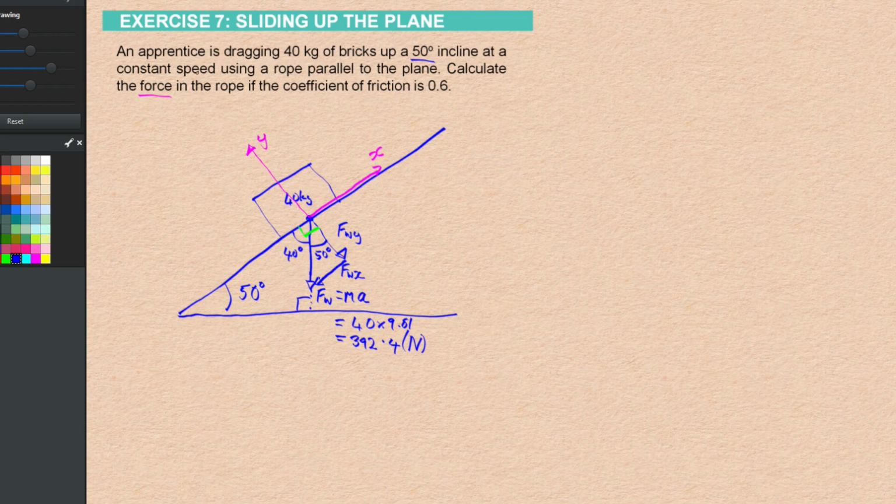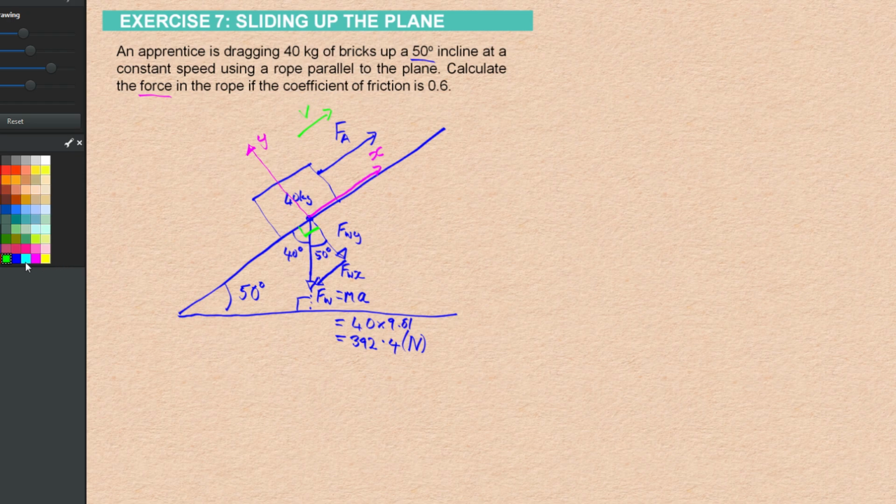Other than that, in this problem, we've got a rope parallel to the plane and they're dragging it up the incline. So there's going to be a force, which you could call FR for the rope or FA because they're applying a force up the incline parallel to the plane. Right, it's going up that way. And then, in a different color, usually I will say they're moving it up the plane. This is my direction of movement.